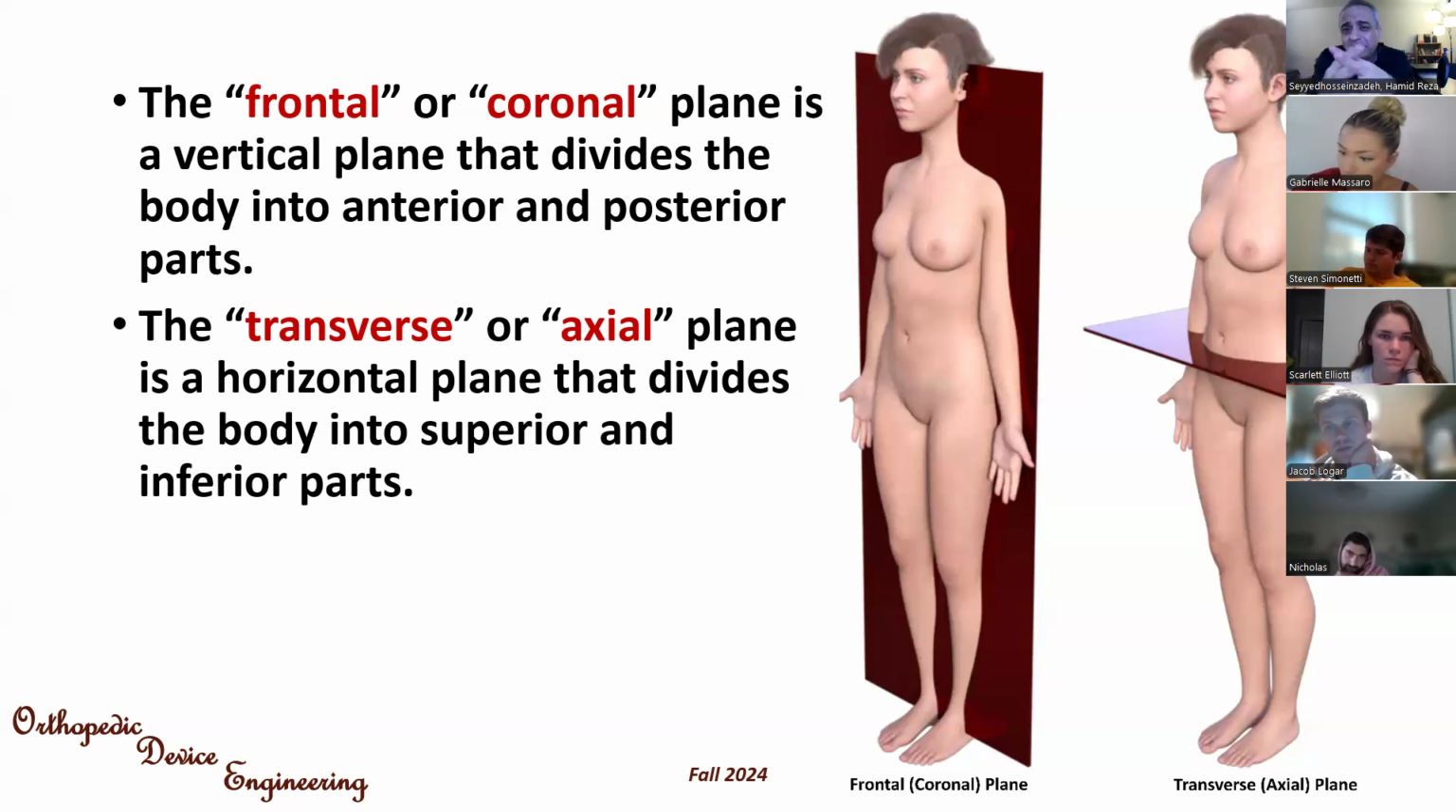You may be familiar with the ACL because it is commonly injured in people who are active in sport. Their location in the knee is in an oblique orientation. When you look at them from the anterior, they are like an X, and when you look at them from the superior, they are still like an X.